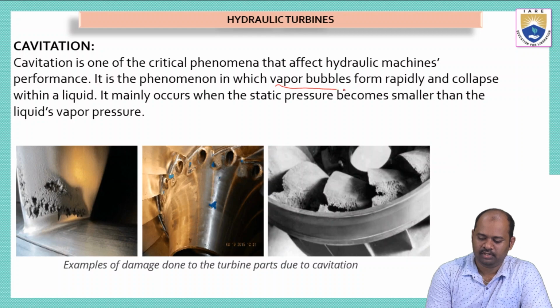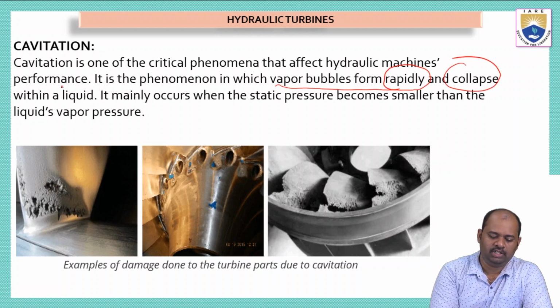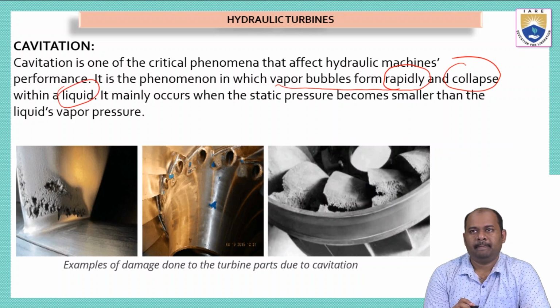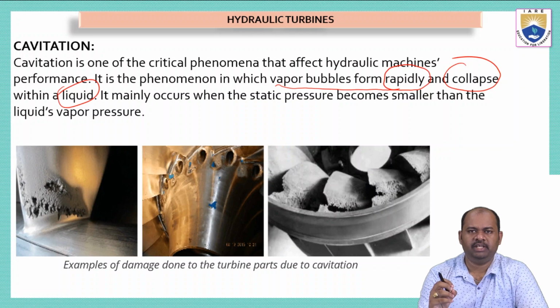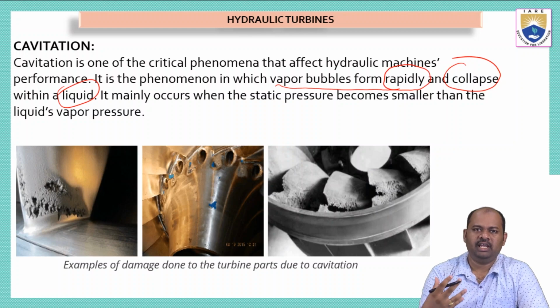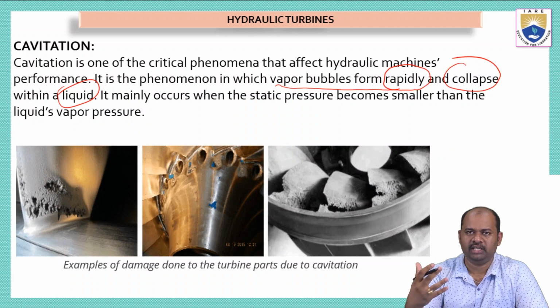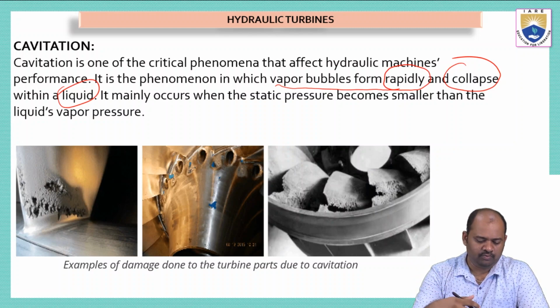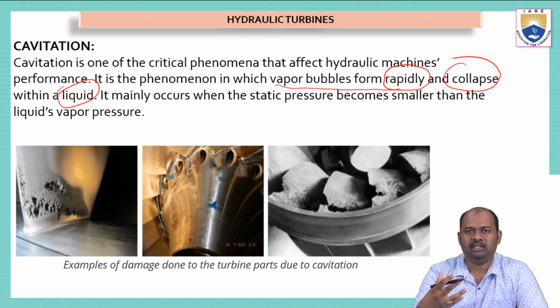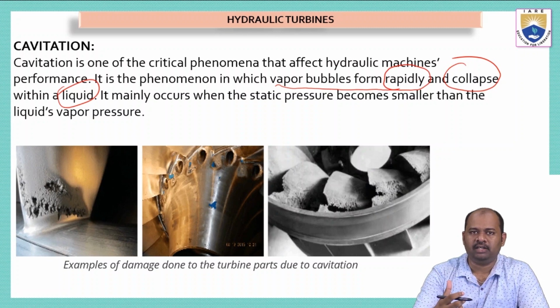Because of this pressure difference, vapor bubbles form rapidly and collapse within the liquid. They will form instantly and burst instantly, so this formation and collapsing of bubbles at very high pressure inside the closed casing of the turbine may lead to, like we can see in this picture, damage to the turbine parts.